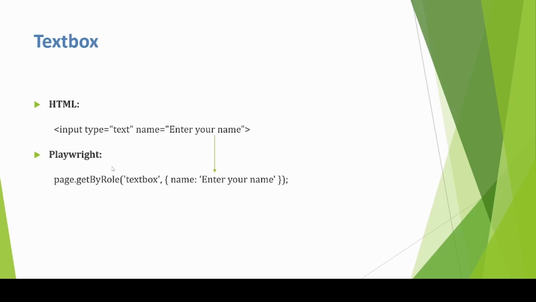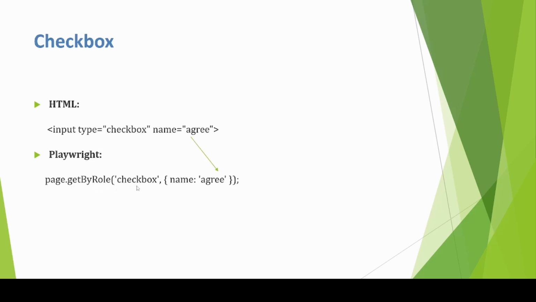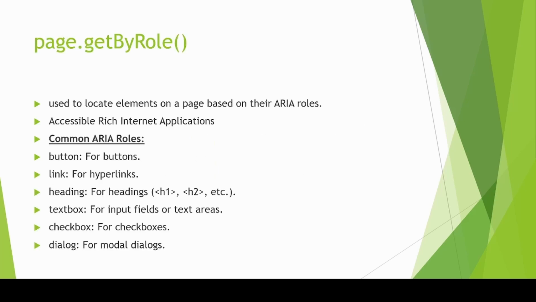Next one, for text box. For text box, getByRole, this is the HTML code for the text box, and in the name property we have to pass the name attribute value. For getByRole, with the role checkbox, the name property will take the name attribute value. Now using getByRole, we'll see the example code.